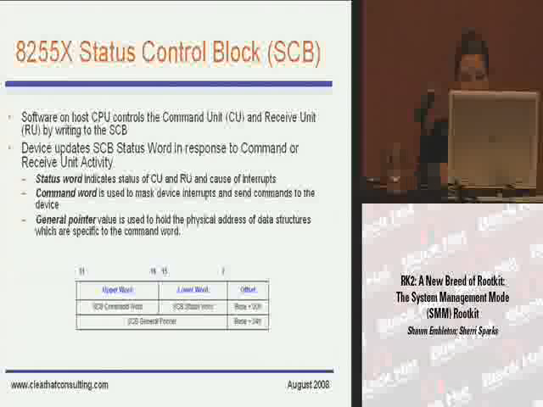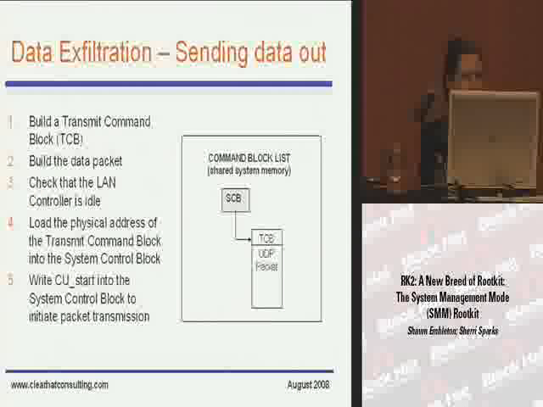So here are the general steps for sending data out. It ends up being really easy. It doesn't take a whole lot of code. The first thing we do in our SMM handler is build a transmit command block called a TCB. We're using what's called simplified mode on the card, which means that our data is going to directly follow the transmit command block data structure. We build a data packet, which in our case is UDP for simplicity.